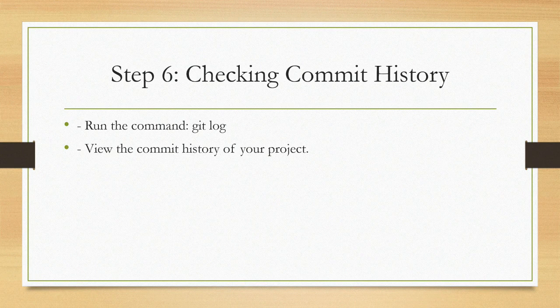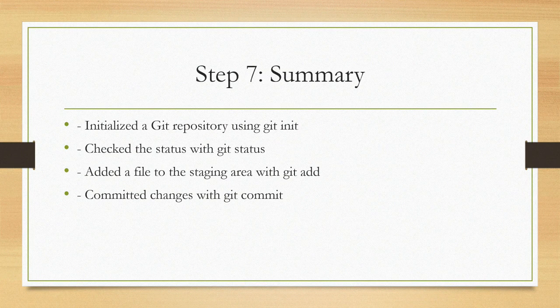Here's a quick recap of what we've done today. 1. Initialized a Git repository using git init. 2. Checked the repository status with git status. 3. Added a file to the staging area using git add. 4. Committed the changes with git commit. Now you're ready to start using Git for version control in your projects.